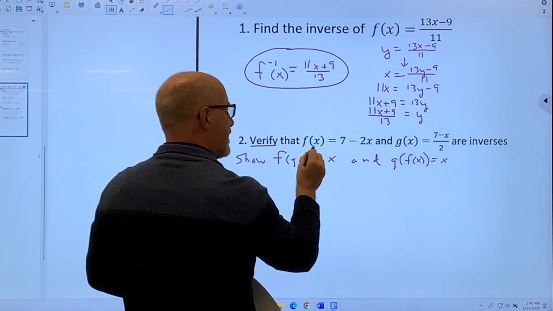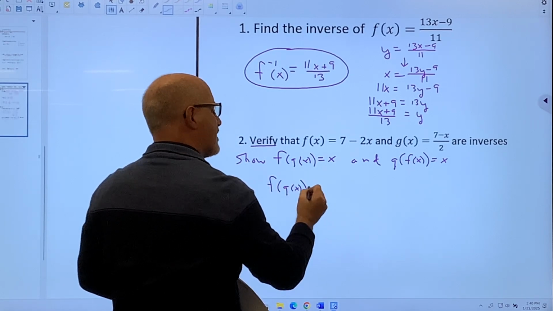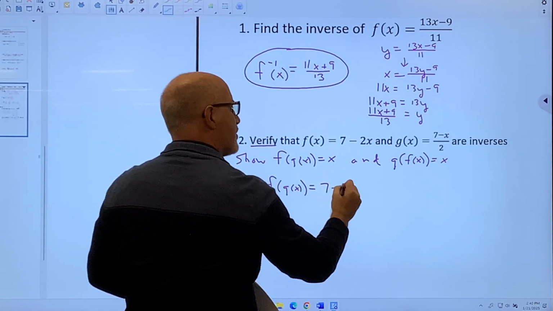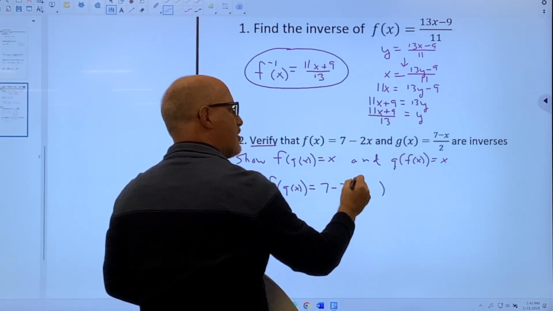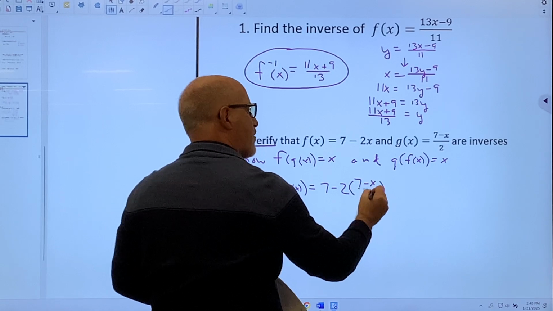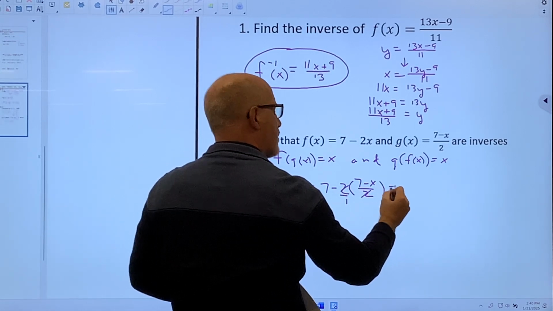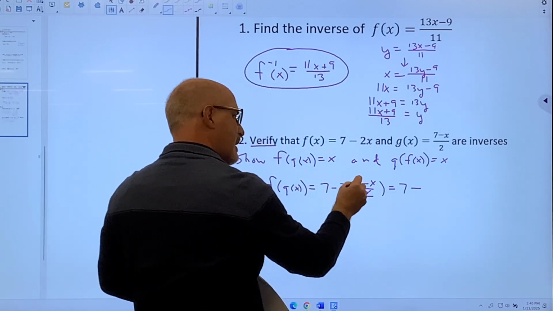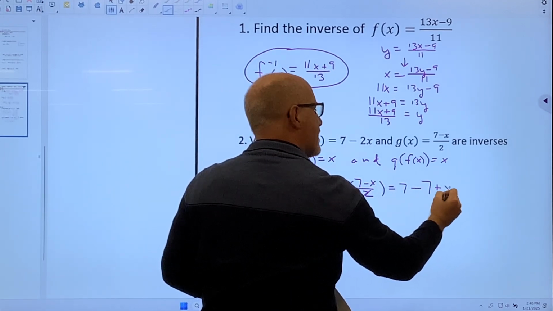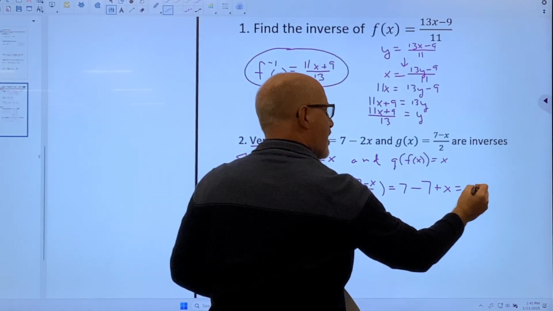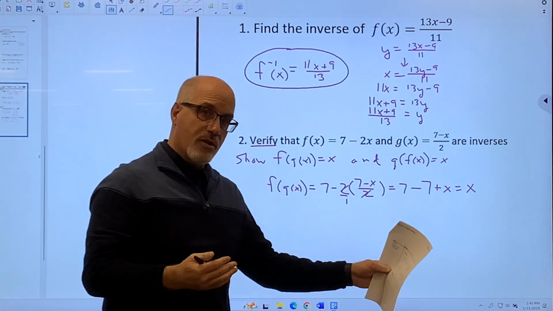So first of all, I'm going to take the f function, f of g of x. I'm going to take out the x in that function, and where there's an x, I'm going to put parentheses, and in those parentheses, I'm going to put the g of x, so 7 minus x over 2. These 2's reduce, so you end up with 7 minus 7, then minus a negative will be a plus x. 7 minus 7 is gone, and we're left with just an x. So f of g of x does equal x.